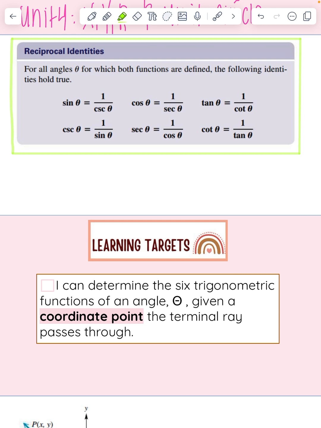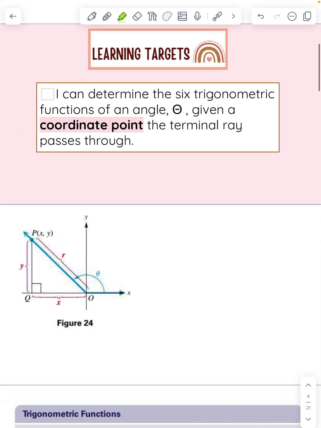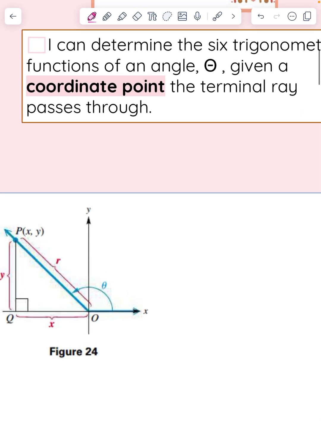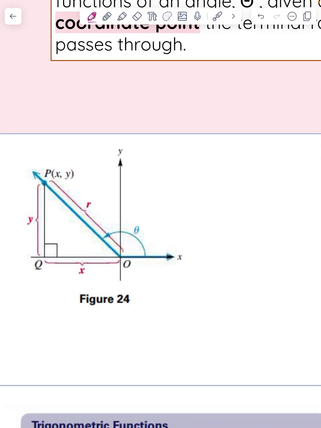Okay, and then what we're focusing on today are XYR. What does that mean? We're going to determine the 6 trigonometric functions of an angle theta given a coordinate point that the terminal ray actually passes through. So if you see right here, we have this angle theta, and if I want to figure out the sine of theta, we know sine is opposite over hypotenuse, but what if we were in the coordinate plane? What if that terminal ray passes through a coordinate point xy?